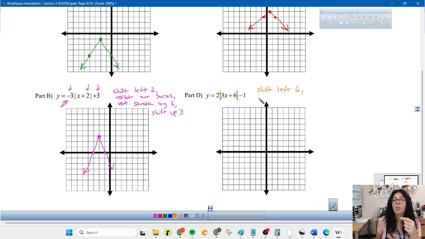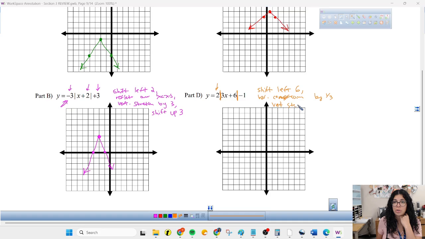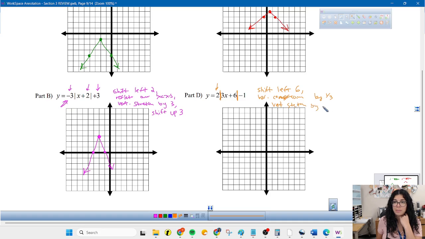And instead of horizontally multiplying by 3, we multiply by 1/3. So it is a compression by 1/3. And that's it on the inside. On the outside, multiply by 2. So that is a vertical stretch by 2 and a down 1 shift.